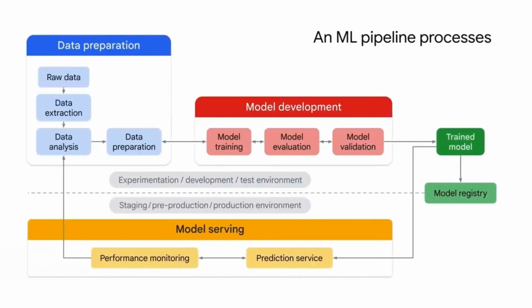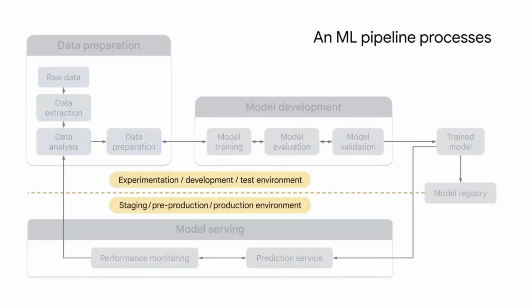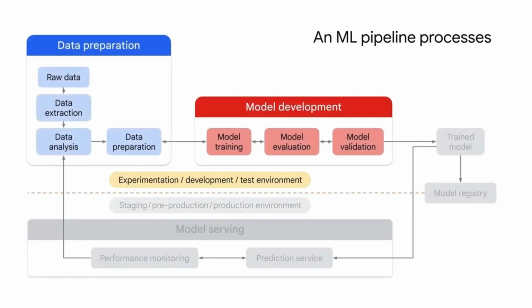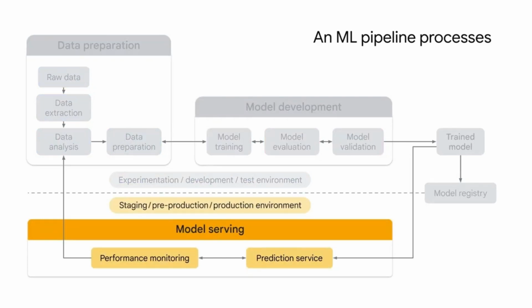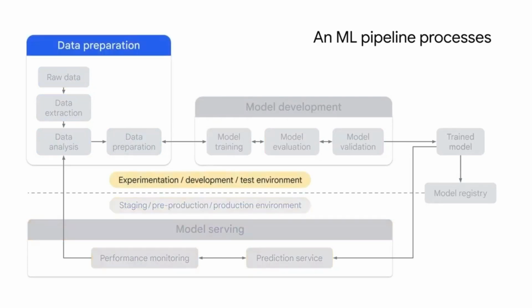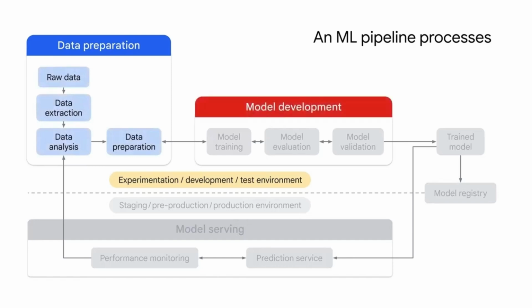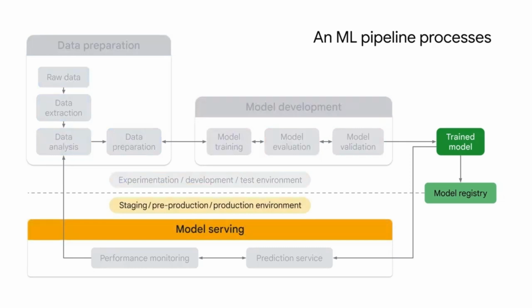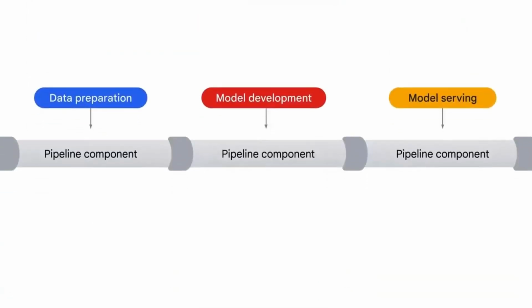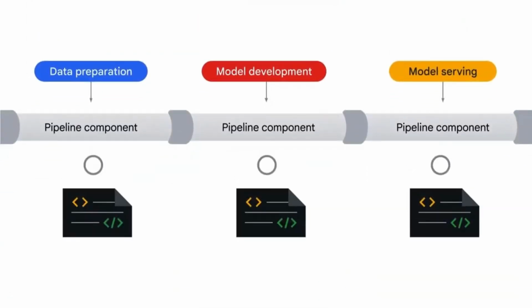An ML pipeline contains a series of processes and runs in two different environments. First is the experimentation, development, and test environment, and the second is the staging, pre-production, and production environment. In the development environment, you start from data preparation, which includes data extraction, analysis, and preparation, to model development like training, evaluation, and validation. The result is a trained model that can be entered in model registry. Once the model is trained, the pipeline moves to the staging and production environment, where you serve the model, which includes prediction and monitoring.